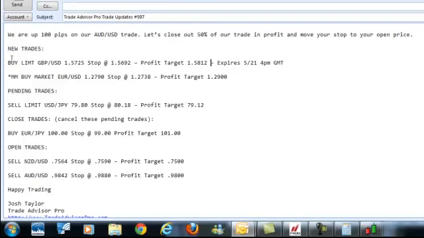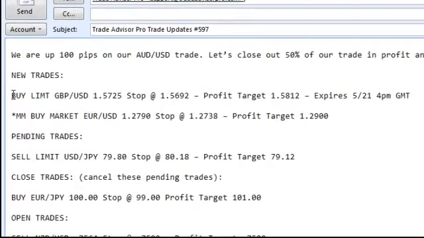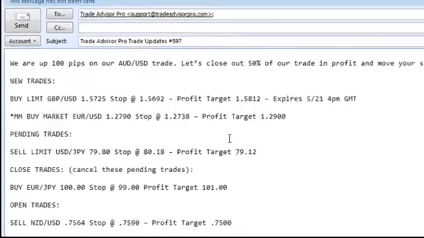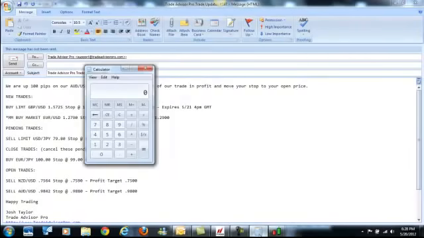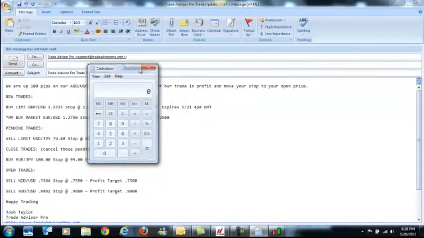Okay. So the first new trade that we send you in this email says to buy limit. So we're going to buy pending. Okay. That means we're going to buy the pound at 157.25. It's going to be sitting there as a pending order. Okay, so we're going to go to our software, and we're going to buy the pound at 157.25.